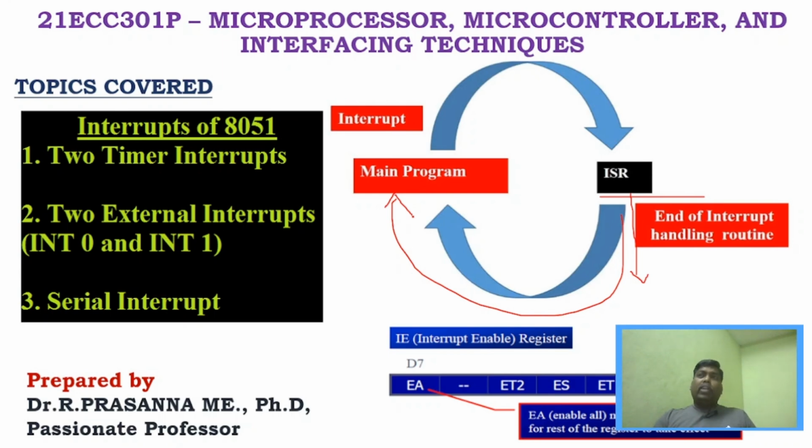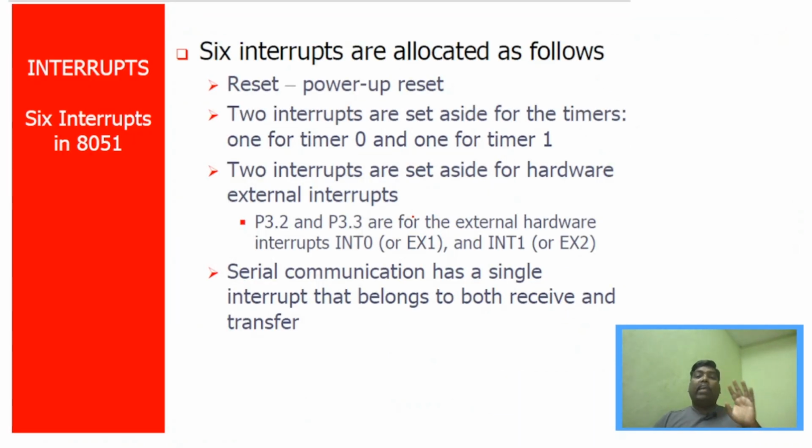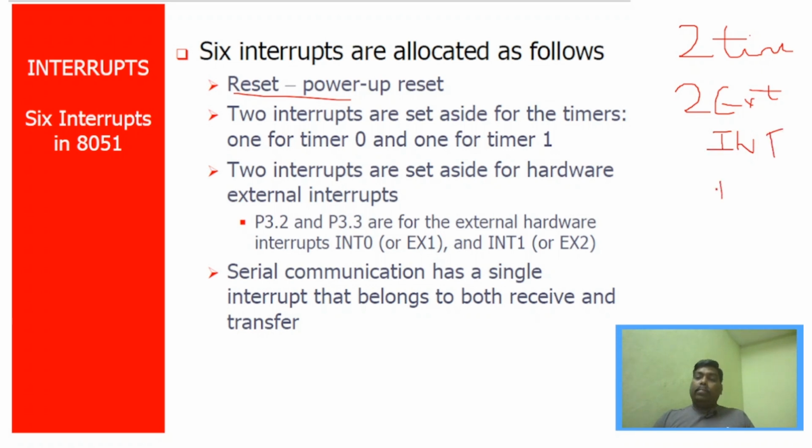Coming to interrupts of 8051, we have 5 different interrupts, and including the reset we can call it 6 different interrupts. The 5 interrupts are 2 timer interrupts and 2 external interrupts. When we say 2 timer interrupts, it will be timer 0 and timer 1. And when we say 2 external interrupts, it will be INT 0 and INT 1. And one more interrupt, that is the serial interrupt. Whenever there is a serial communication, we can use this interrupt.